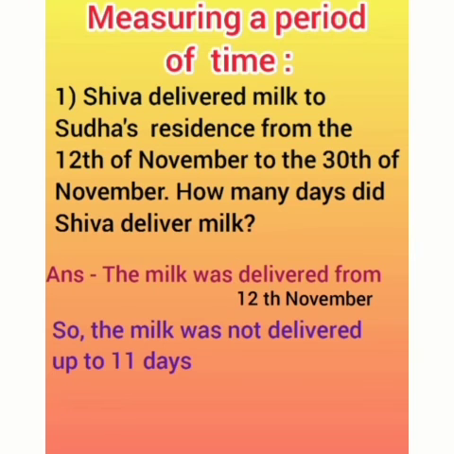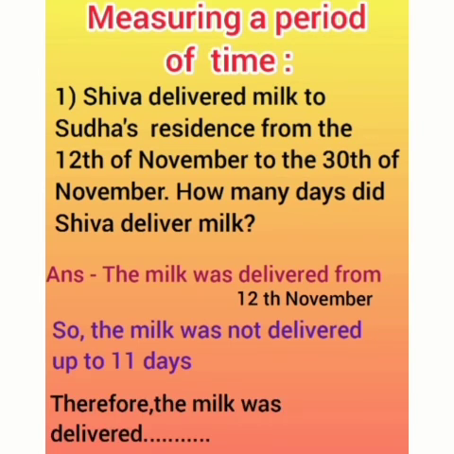Count the days from 1st November to the 11th November. It is 11 days. Therefore, the milk was not delivered for 11 days. Tell me, how many days does the November month have? Teacher, 30 days. So, let's subtract: 30 minus 11 is equal to 19 days.